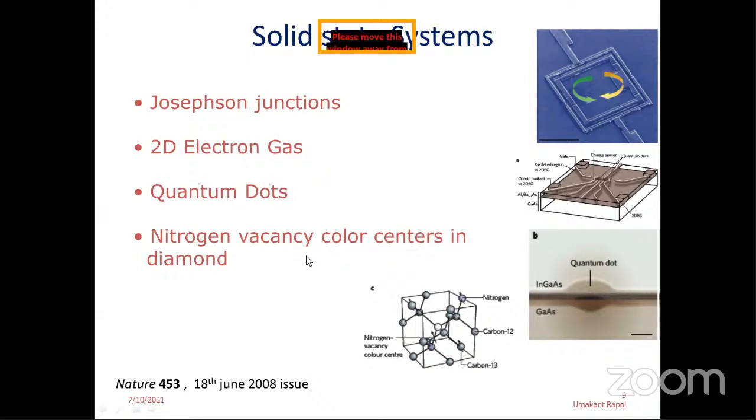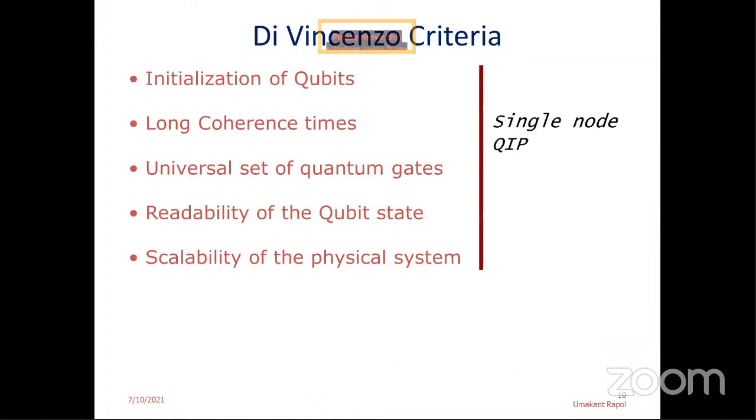Another platform that is gaining a lot of attention these days uses nitrogen vacancy centers in diamond crystals. These nitrogen vacancy centers are basically defects, color centers, which act like a single atom, and they have well-defined ground and excited states, which are used for quantum information processing.